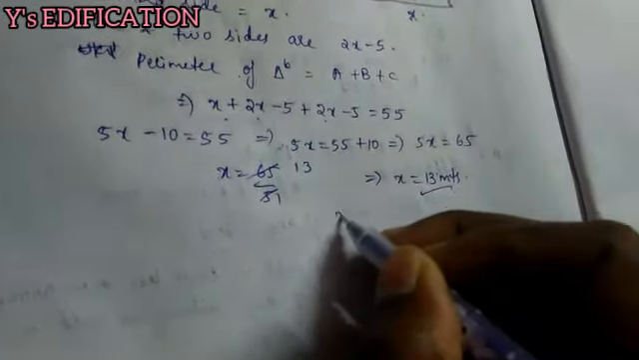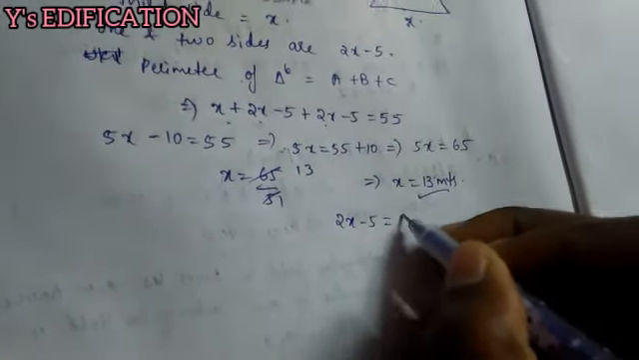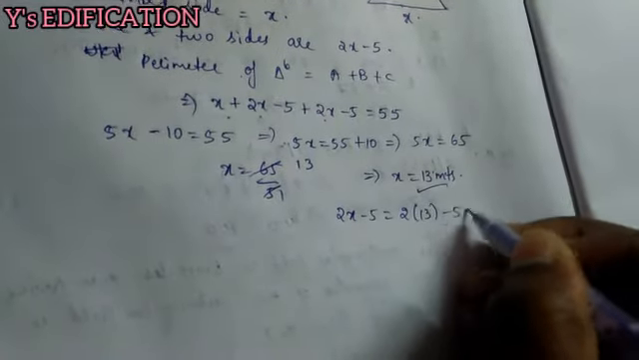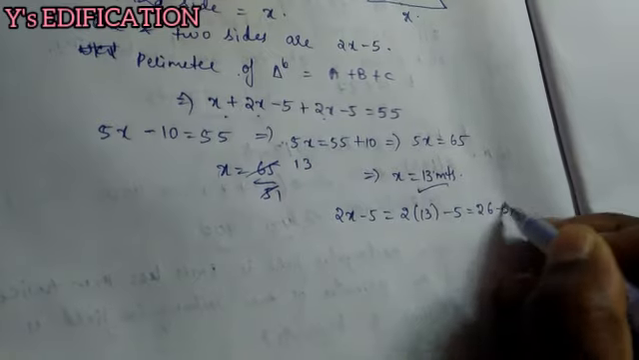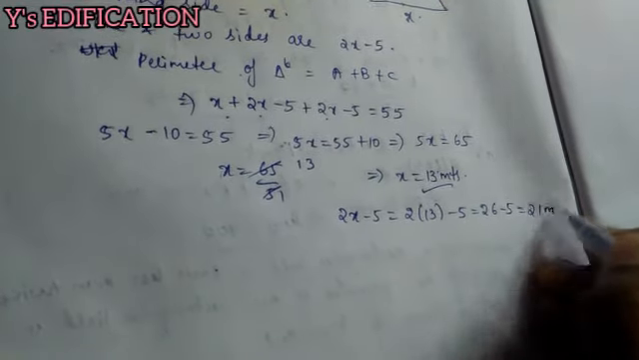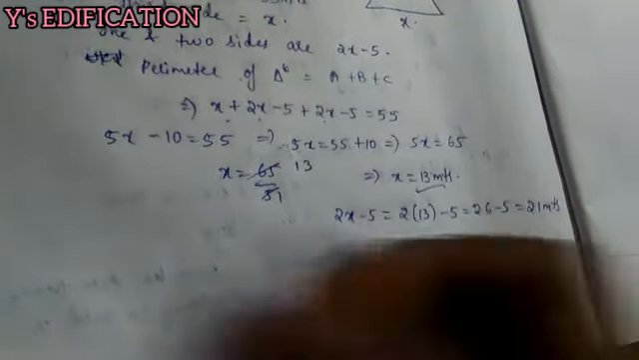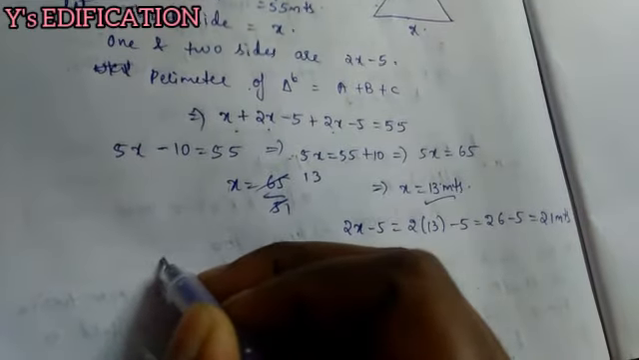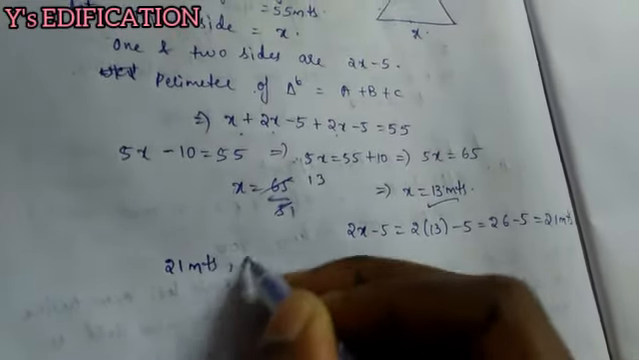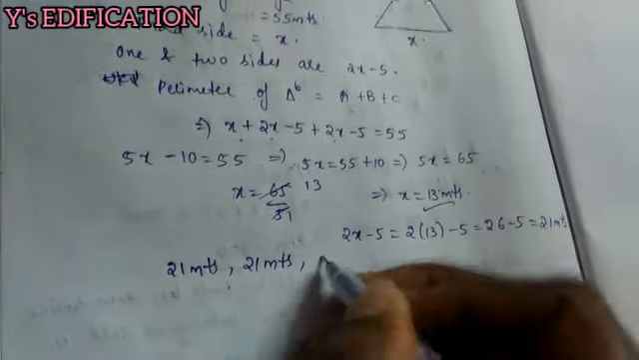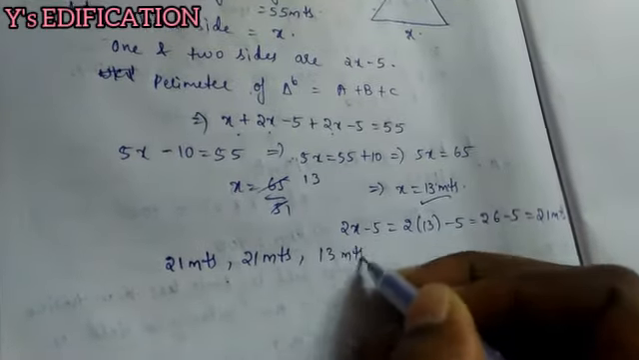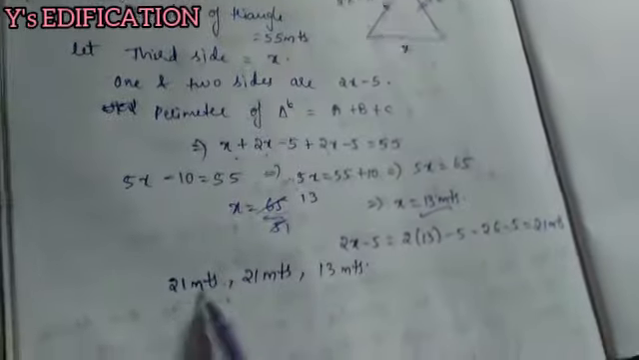Okay, what is the second side? 2x minus 5. That means 2 into 13 minus 5. That is 26 minus 5. It is 21 meters. So the first side is 21 meters. The second side of the triangle is 21 meters. The third side is 13 meters. Why? Because 1 and 2 are equal sides.